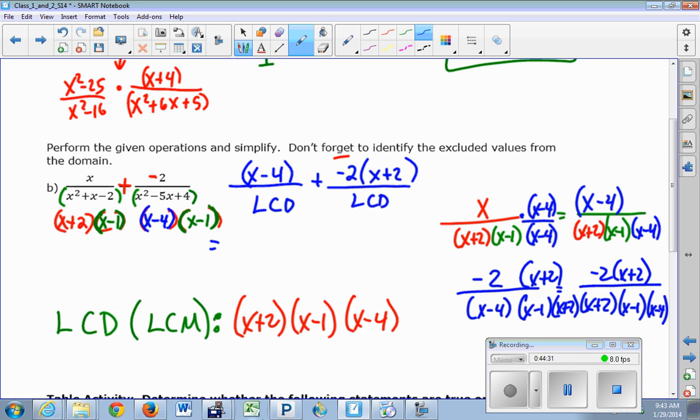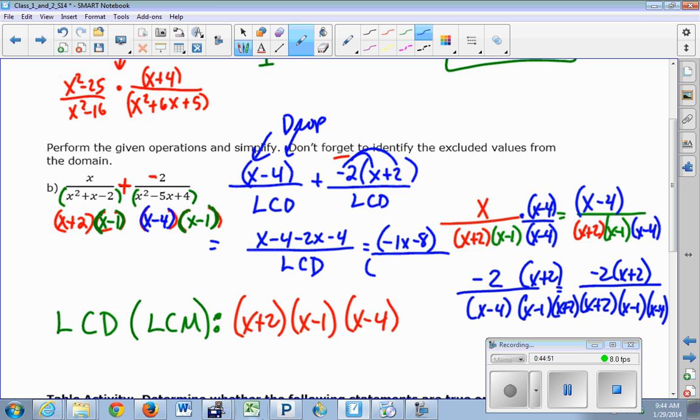So now they both have a common denominator. Just write one fraction bar like that. And you just drop your parentheses here. Nothing's happening with x minus 4. And now distribute your negative 2. You get negative 2x minus 4. So that equals negative 1x minus 8. And then you put in your LCD in all of its glory. And you can feel really proud of yourself because you've just added and subtracted algebraic fractions. Chris?